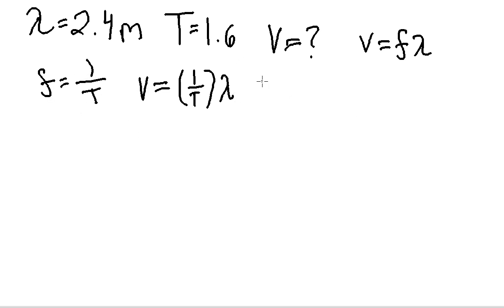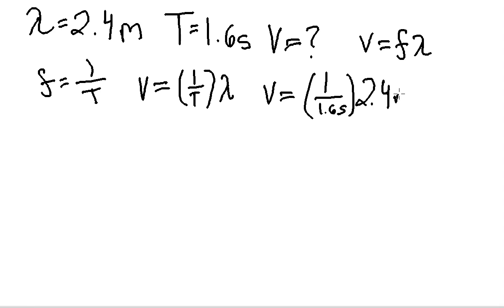So now we have everything we need. We can start plugging our numbers in. The velocity of this wave is going to be equal to 1, I should have put the units over here. Technically it's seconds per cycle, but 1.6, oh, let me back that up. 1 divided by 1.6 seconds multiplied by 2.4 meters. And let me just let you know this is number 2 right here.